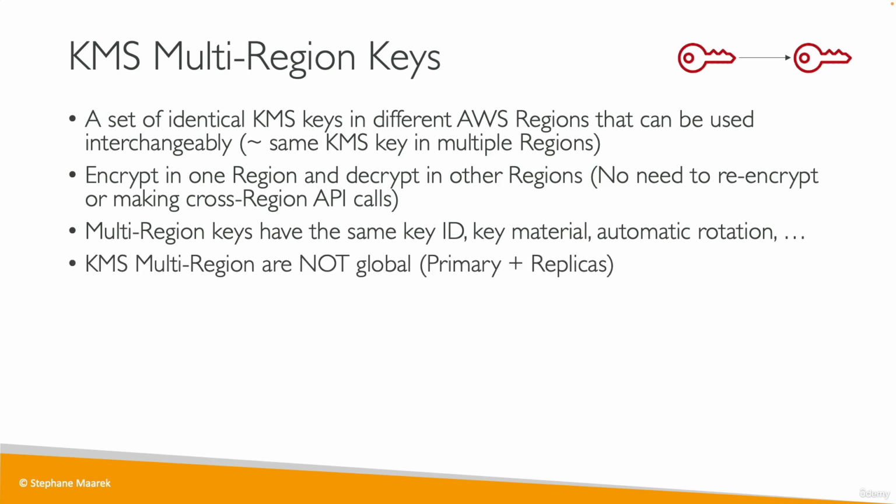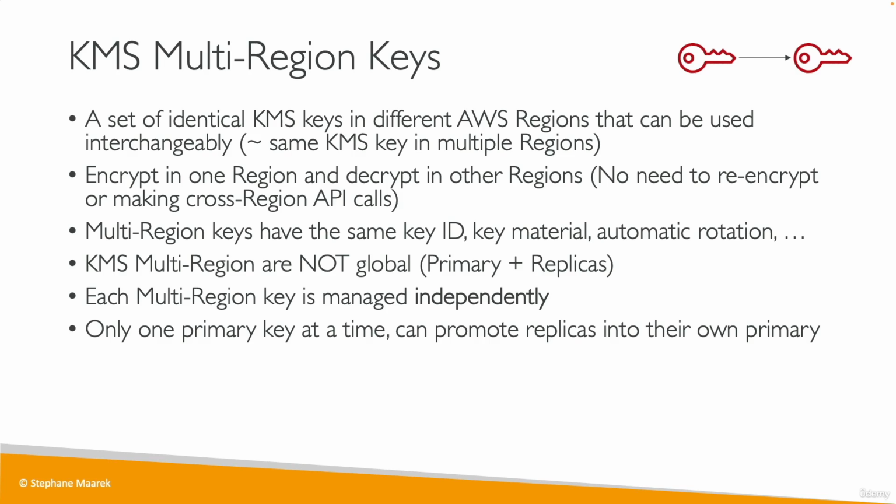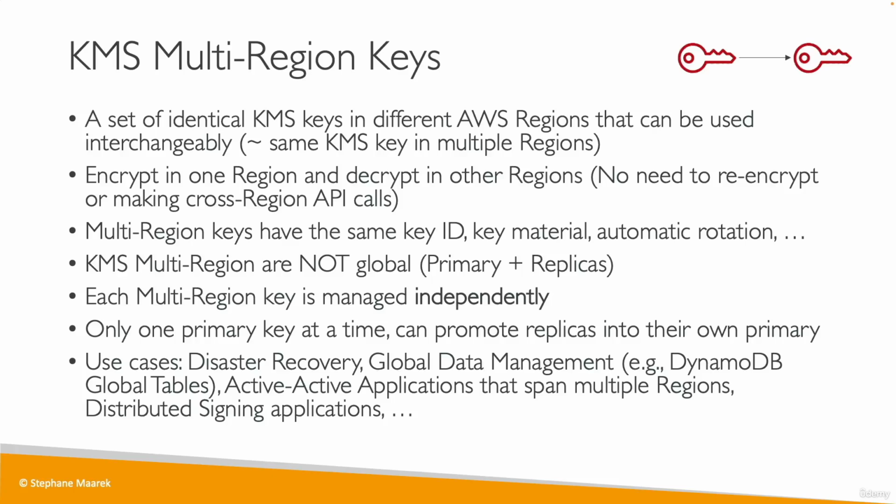But these keys are not global keys, okay? The principle is that there is a primary key in one region and all the others are replicas. Each key can be managed independently, and although you can only have one primary key at a time, it's possible for you to promote a replica into the primary key. The use cases for multi-region keys are disaster recovery, global data management, for example for DynamoDB global tables, active-active applications that span multiple regions, or distributed signing applications, and so on.